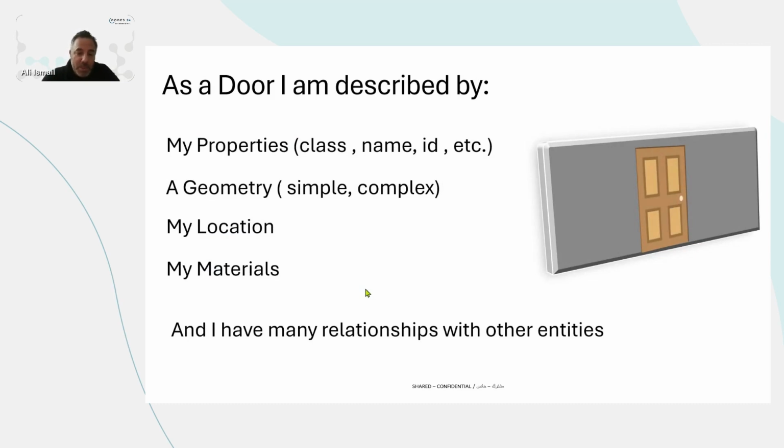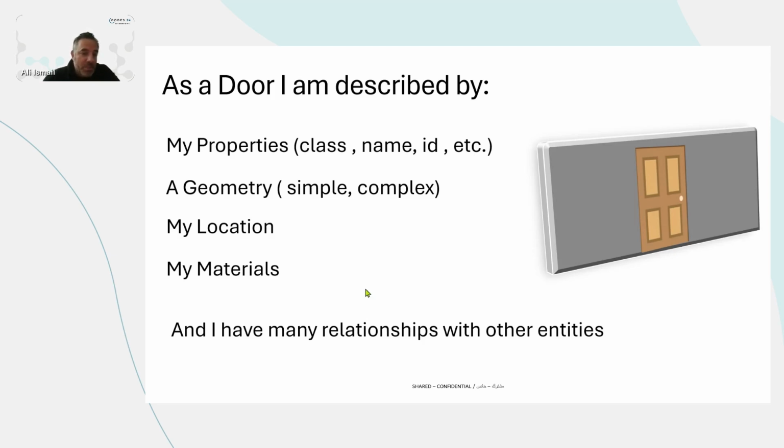If we simplify things and start with something we all know, like a door. A door inside a digital model can actually be described by many aspects and information. For example, properties like the class is IfcDoor, the name of that object, global ID, etc. And a geometry, which could be simple or complex. In the IFC standard, there are many ways to describe the geometries using a lot of low-level geometry. So the complexity of geometry can go very deep.